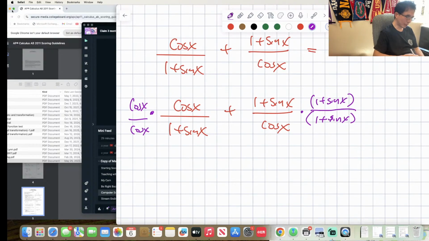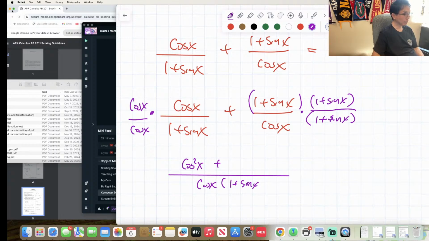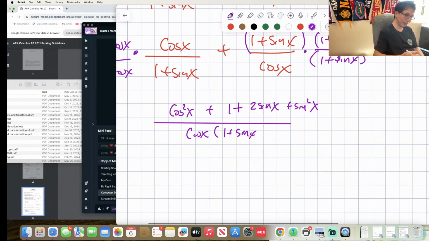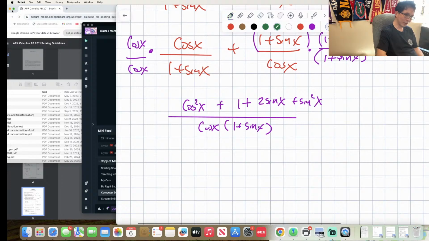Okay, so the denominator is going to be cosine of x times 1 plus sine of x. The top part is going to be cosine square of x plus, now I'm going to expand this: 1 plus sine of x times 1 plus sine of x is going to be 1 plus 2 sine of x plus sine square of x. Now, I always tell people, brown bear, what do you see?